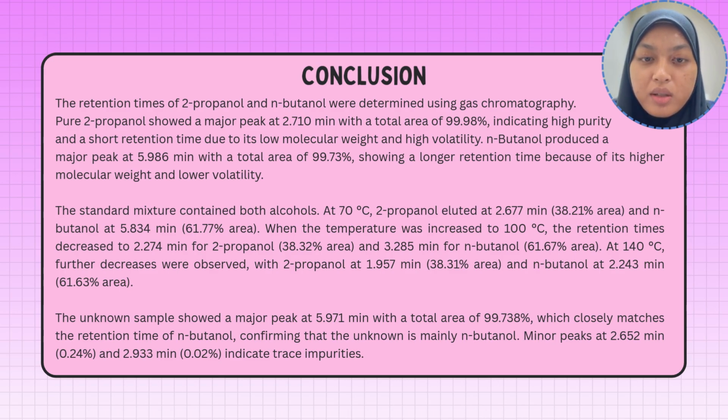The standard mixture contains both alcohols. At 70 degrees Celsius, 2-propanol eluted at 2.677 minutes and N-butanol at 5.834 minutes. When the temperature was increased to 100 degrees Celsius, the retention time decreased to 2.274 minutes for 2-propanol and 3.285 minutes for N-butanol. At 140 degrees Celsius, further decreases were observed, with 2-propanol at 1.957 minutes and N-butanol at 2.243 minutes.